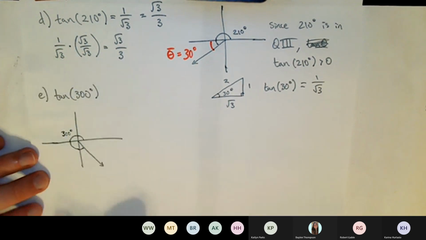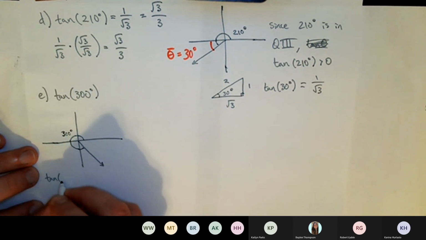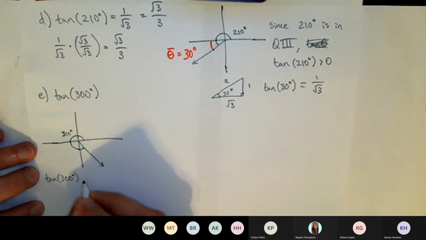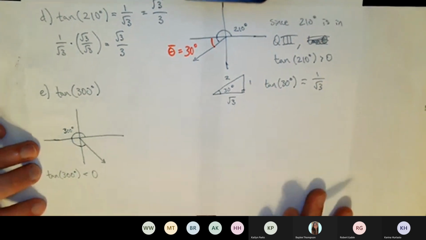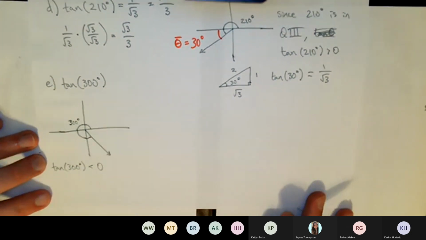My trig function is tangent. Tangent of 300 degrees, since we're in the fourth quadrant, is going to be negative. So keep that in mind, it's going to end up being negative.